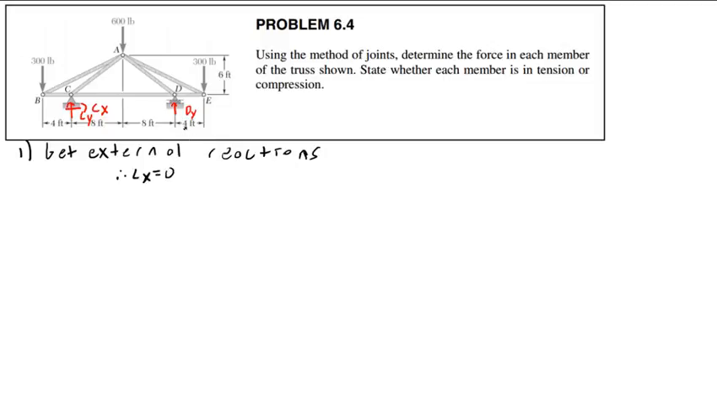If there was horizontal loading on it, and we can have horizontal loading on it, the x reaction here would not be 0. But these loadings here are purely in the vertical direction. Therefore, we will not have any horizontal reaction.